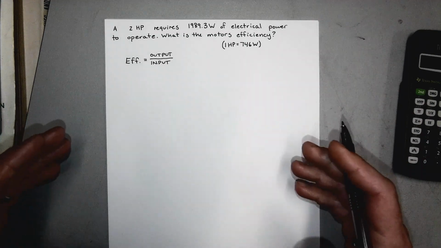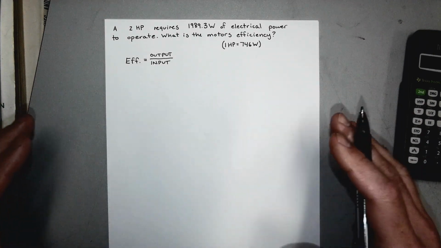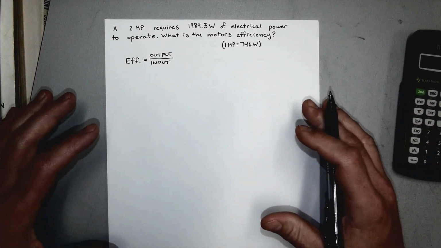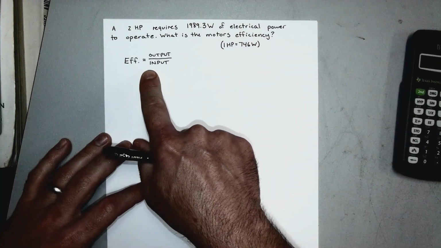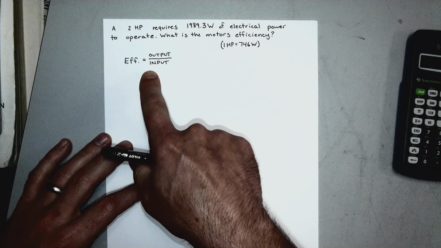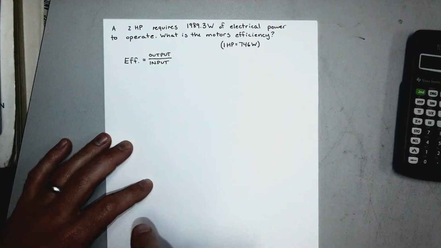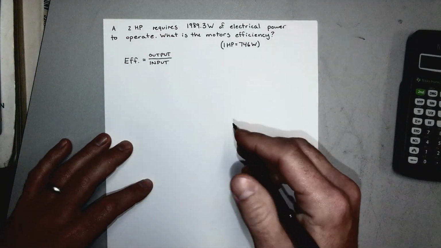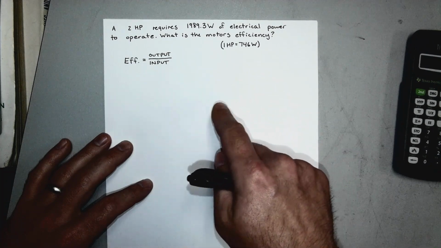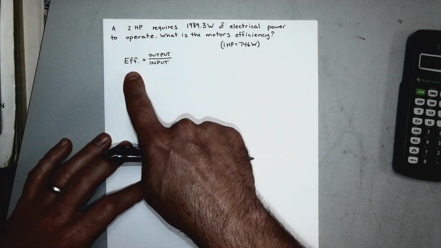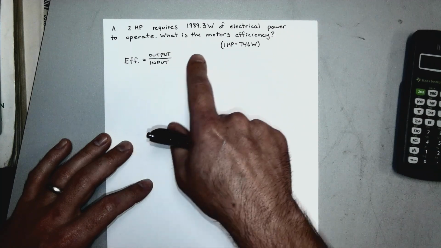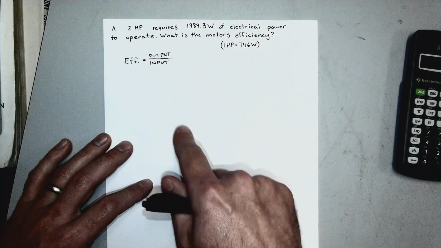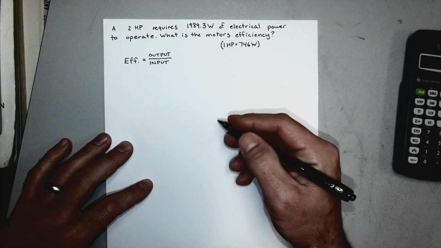So the first thing we want to do when approaching any motor efficiency problem is just write that down, right? We should have this stored in our head by now. It's just output divided by input, so just write that down. The next thing you want to do is to identify what variables that you have. So, do we have efficiency, do we have output, or do we have input? What are we given in our problem statement? So let's start off with that.